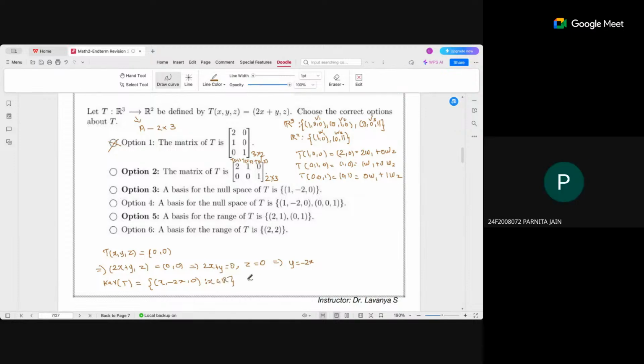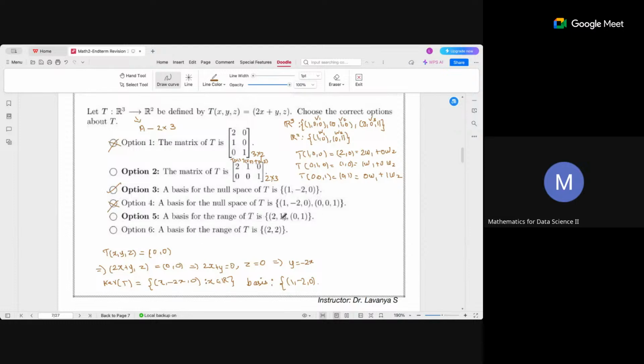So what is the basis for x, minus 2x, 0? 1, minus 2, 0. So that is what is given here. So the basis, this is having dimension 1, so it cannot have 2 elements in the basis, right? So this option is incorrect.